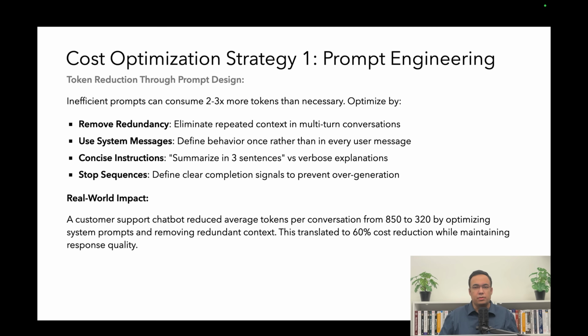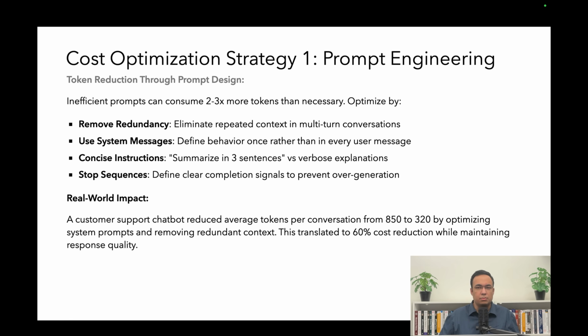Now let's talk about specific cost optimization strategies, starting with prompt engineering, which is often the highest ROI. Inefficient prompts can consume 2 to 3 times more tokens than necessary. Small optimizations in how you structure the prompts compound across thousands or millions of API calls. There are 4 key optimization techniques.